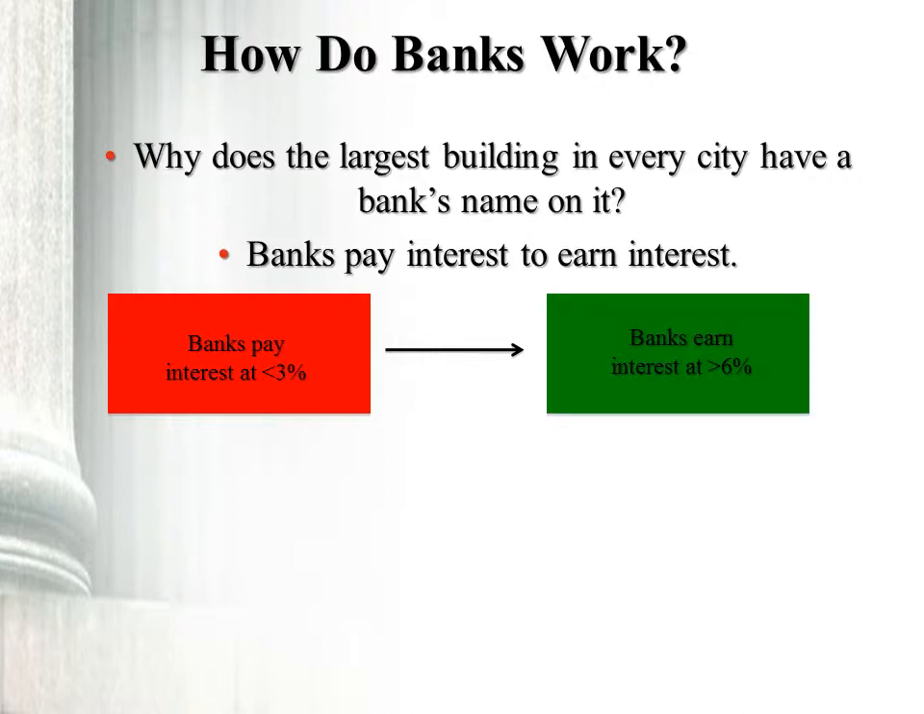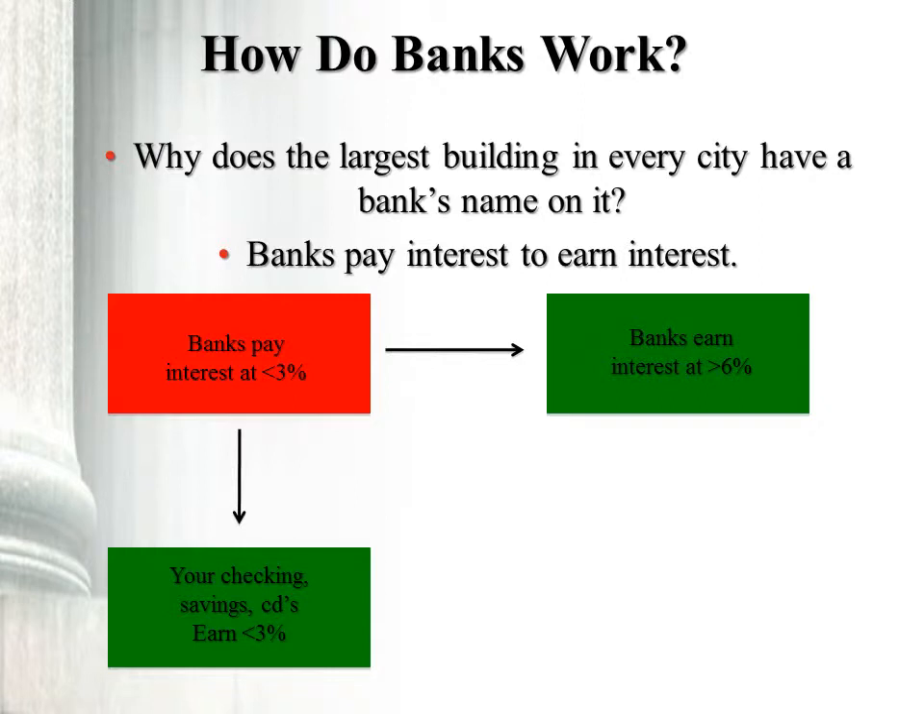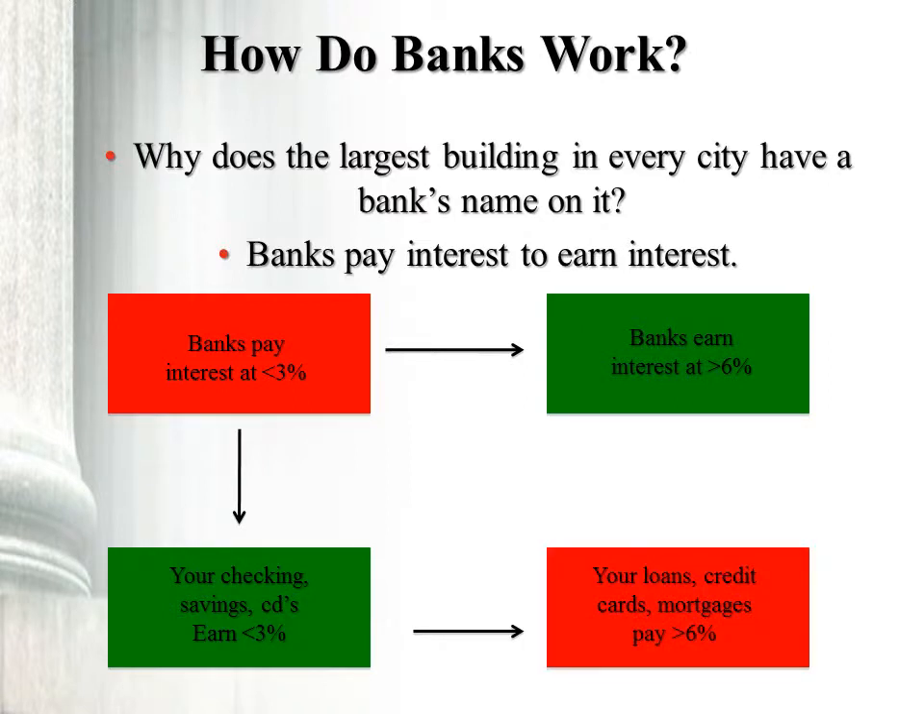Then they turn around and double their money or more, and they earn interest by loaning money out at 6%, 12%, 18%, 24%. And then the other thing they do is they get money from you, from your checking, your savings, your CDs. They borrow your money, and sometimes it doesn't cost them anything. Then they turn around and they say, oh, would you like a loan?